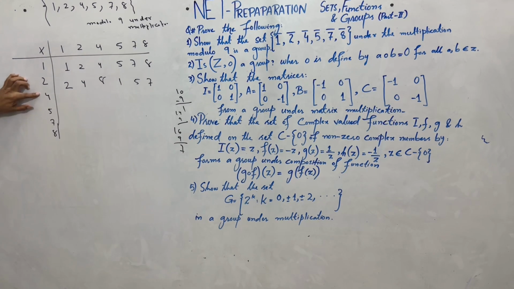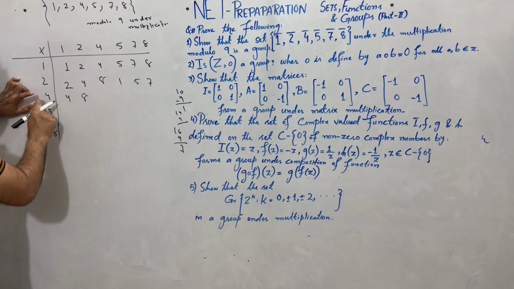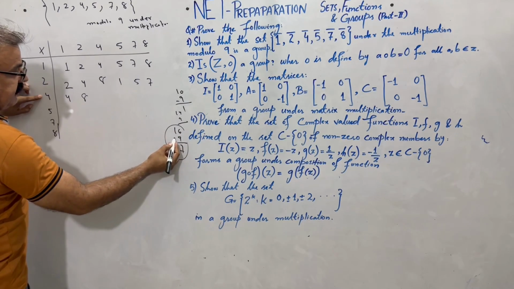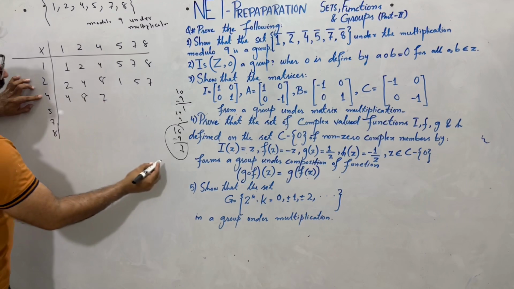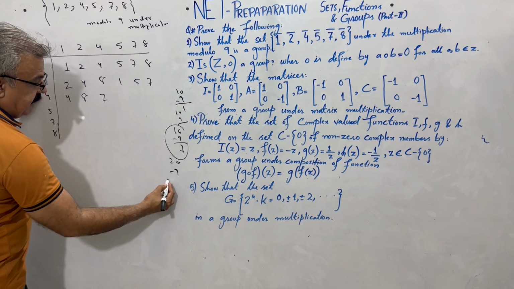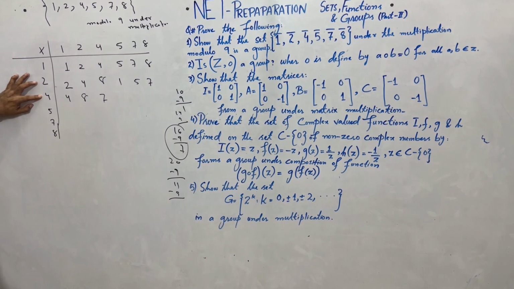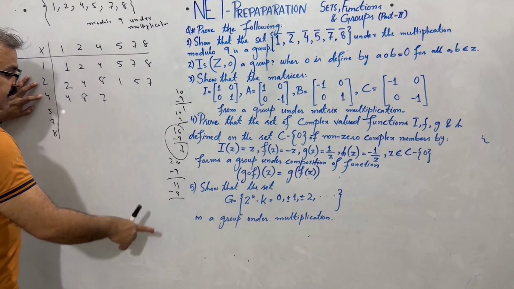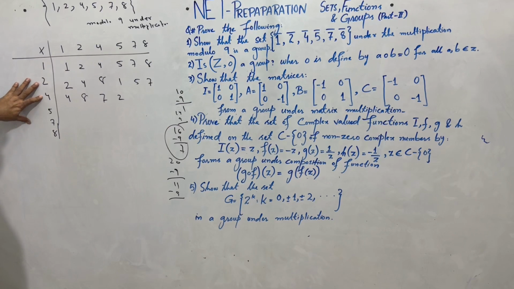Similarly, 4 times 1 is 4. 4 times 2 is 8. 4 times 4 is 16; 16 minus 9 gives 7. 4 times 5 is 20. Subtract 9, still I get 11. Again subtract 9, till you get a number less than 9. So here the remainder is 2.